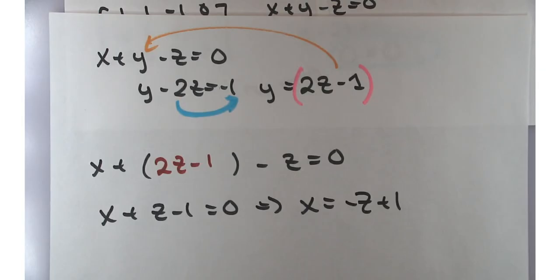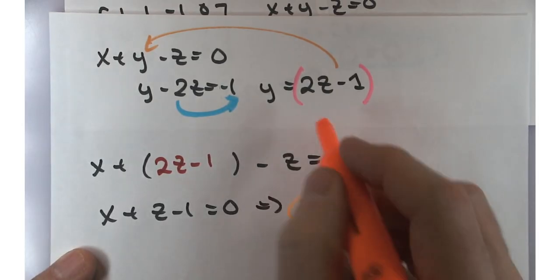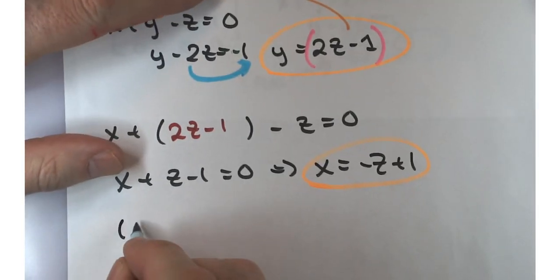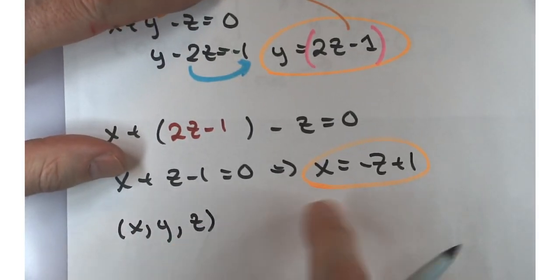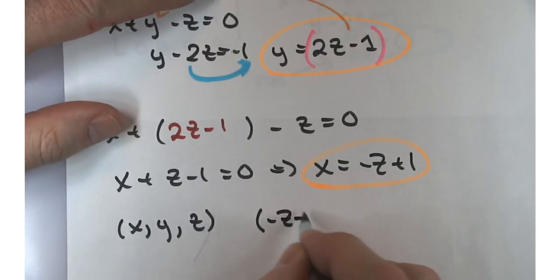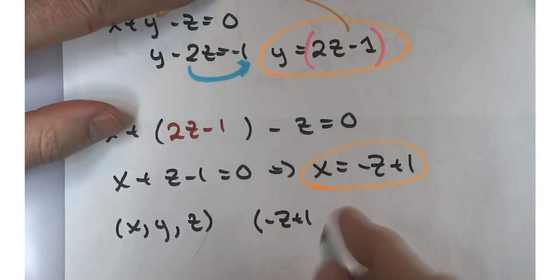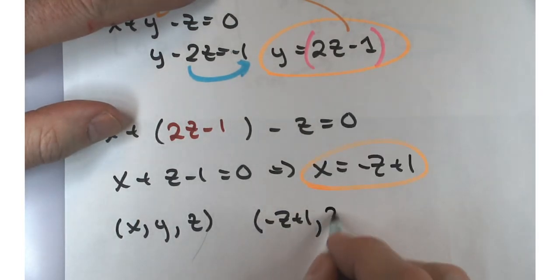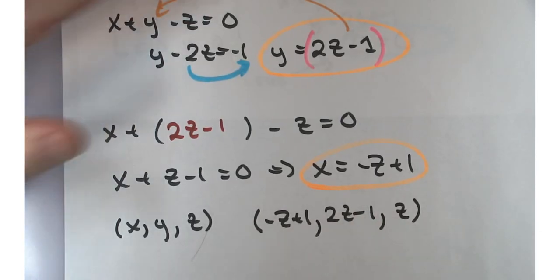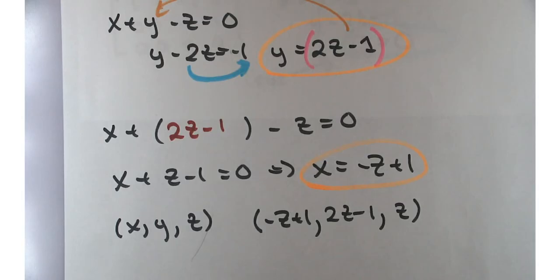Nice. So now I've got solutions for x. I've got solutions for y, and z is just kind of whatever. Overall, my solution is x, y, and z, but I can write everything in terms of z. So you could write negative z plus 1 instead of x, and y was 2z minus 1, and z is just whatever. Once you choose z, then you get your other coordinates.